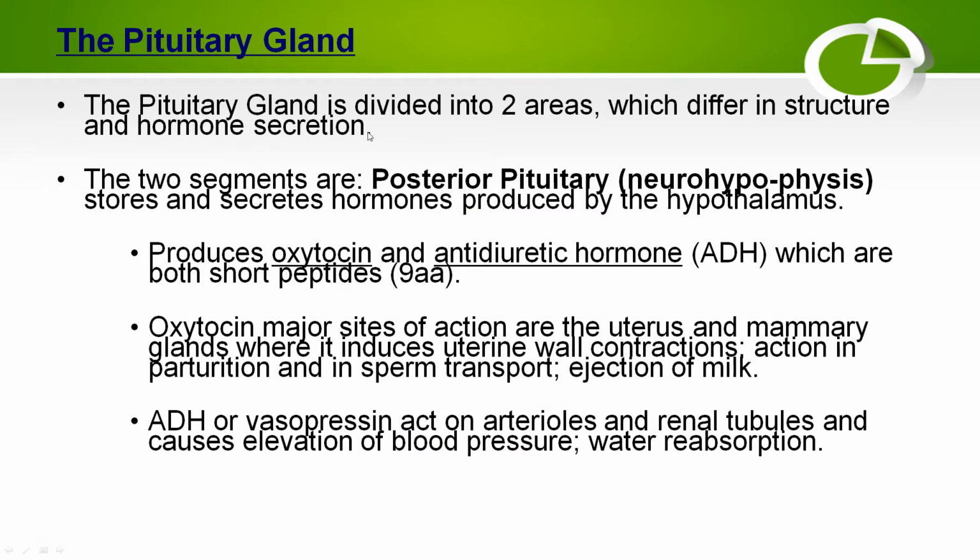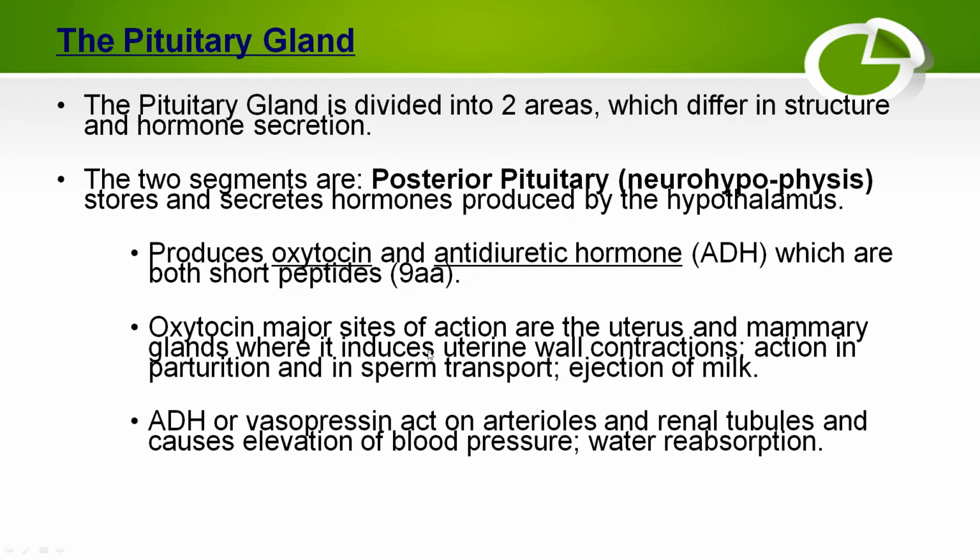The pituitary gland is divided into two areas which differ in structure and hormone secretion. The two segments are the posterior pituitary, which stores and secretes hormone produced by the hypothalamus. It produces oxytocin and antidiuretic hormone, which are both short peptides of 9 amino acids each.